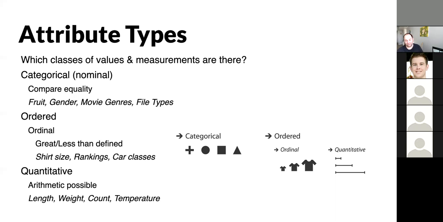And then we have quantitative attributes where we can do arithmetic. These are things like length, weight, count, and temperature. It's important to distinguish those because depending on which attribute type you have, very different visual encodings are appropriate. Quantitative attributes have vastly different reasonable visual encodings than categorical attributes. And this is going to be the second part of today's lecture.